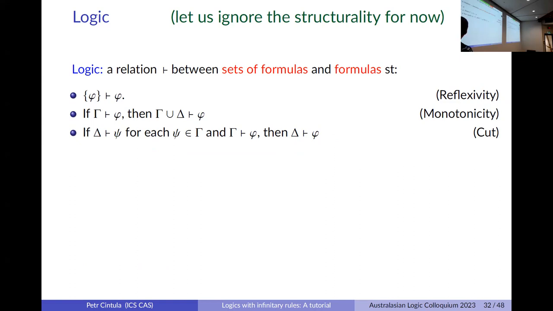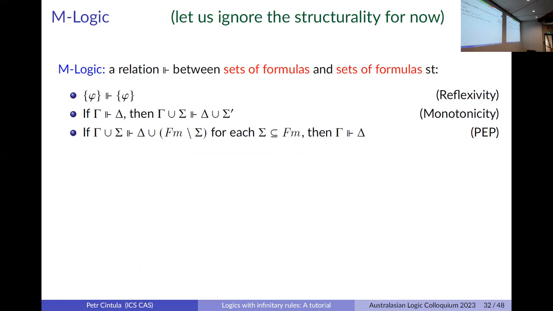And let's connect it to the notion of logic with multiple conclusions. So let us ignore structurality from now on, okay? So a logic would be a relation between sets of formulas and formulas, with monotonicity, reflexivity, cut. And a multiple-conclusion logic is a relation between sets of formulas and sets of formulas. Again, reflexivity, again, monotonicity. But what should be used instead of cut? In the Dunn and Hardegree book about algebraic logic, you can find what is a proper version of cut in multi-conclusion logic.